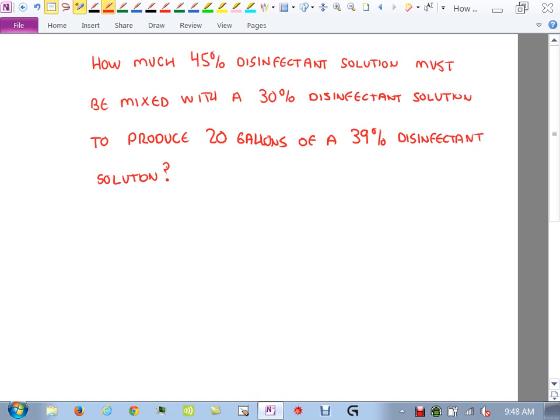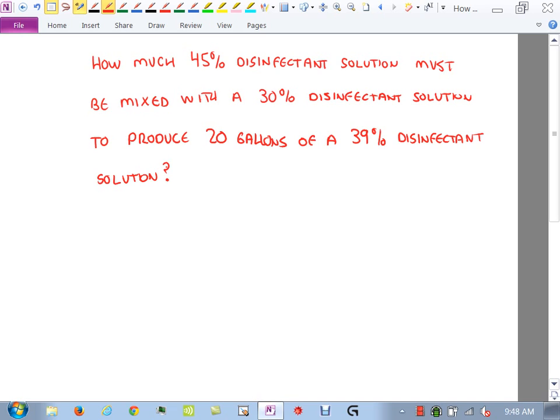This is exactly the same as the sweet tea problem, okay? But instead of having a 20% sweet tea and a 35% sweet tea, we have what? Instead of the 20 and 35, what do we have? 45 and 30, right? We're going to mix those together to create how much? 39 is the percent, but how much of it do we want? 20 gallons, right? Of 39%.